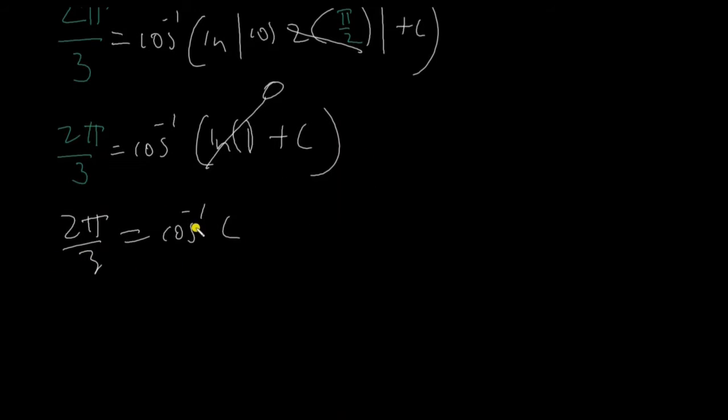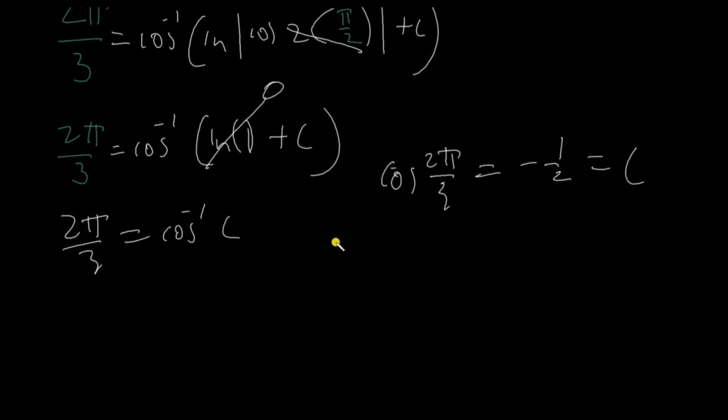To figure that out, let's think about the range of the inverse cosine function. Its outputs are in the first and second quadrants. And since this is in the second quadrant, our c is going to be a negative number. So the cosine of 2 pi over 3 is going to be c, and that is negative 1/2. So that's our c value.